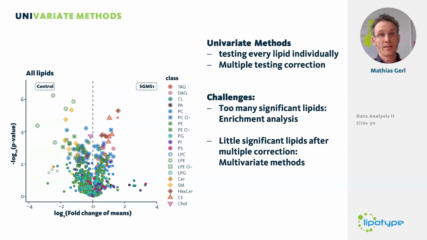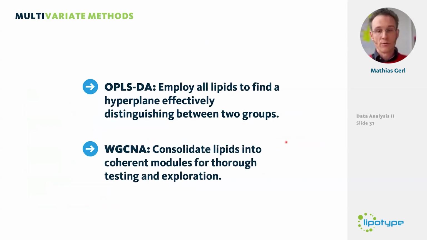And the challenge is obviously one, either you get, like in this case, a lot of significant lipids and have to find out what you do with this. That is then an enrichment analysis or other methods. Or you have few significant lipids after multiple correction because you have to correct so much. And the answer for this is then usually multivariate methods. And as I said, I tell you two of them.